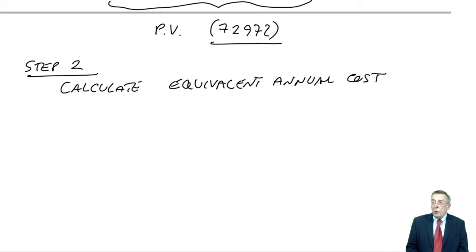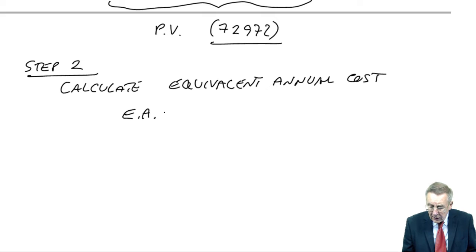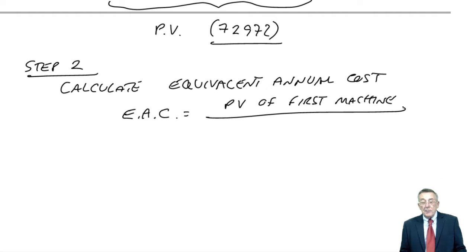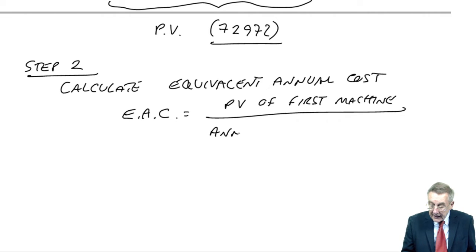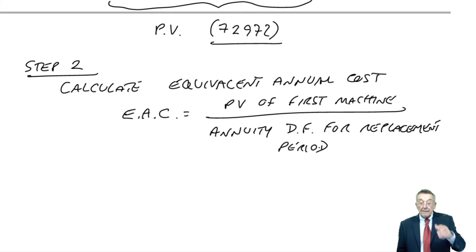Now I'm going to write this here purely as a formula and then do the figures, and then I'll explain why, because it's easy to explain why when we actually see the figures. For the equivalent annual cost, we take the present value of the first machine, which we've just calculated, and we divide by the annuity discount factor for the replacement period. And let me show you what I mean.